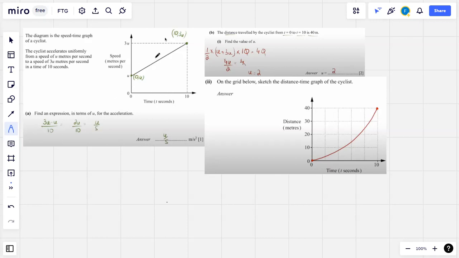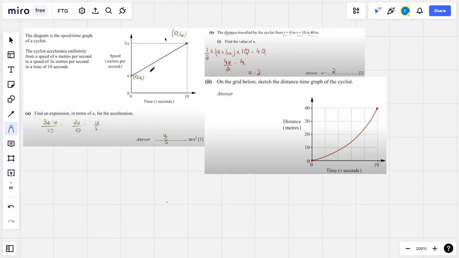Since this is a speed time graph, the acceleration is basically the gradient of the line. And in order to find the gradient of the line, we need to consider 2 points. This is our first point. The value of x at this point is 0 and the value of y is u. So the point is (0, u). And the second point is the point in which the value of x is 10 and the value of y is 3u. So this point is (10, 3u).